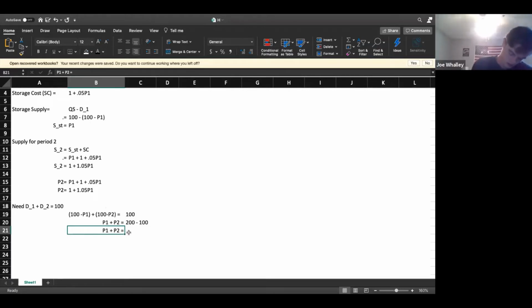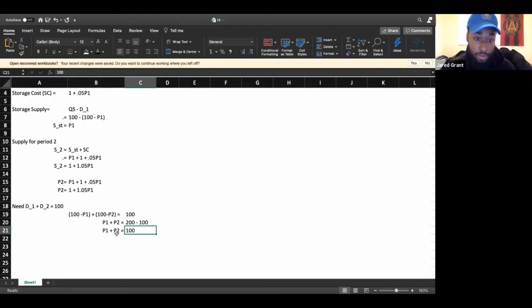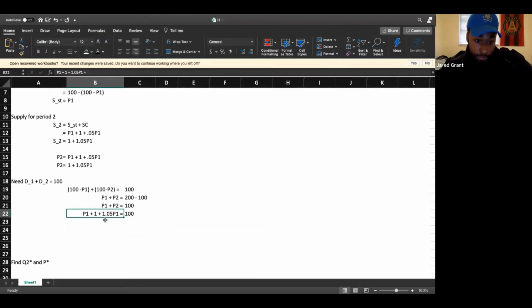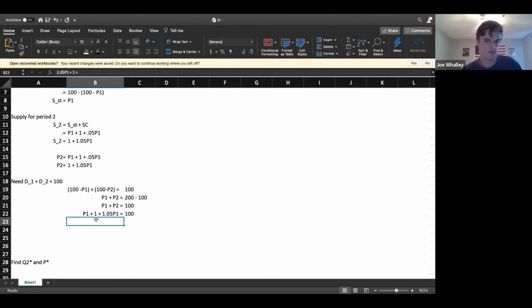So, yep, you set this equal and you're right. You get 100. So then, exactly like what you said, P1 plus 1 plus 1.05 P1, which is what we got right here, also has to equal 100. So then, doing some more math, this can simplify out to what? You'd have 2.05 P1 equals 99.